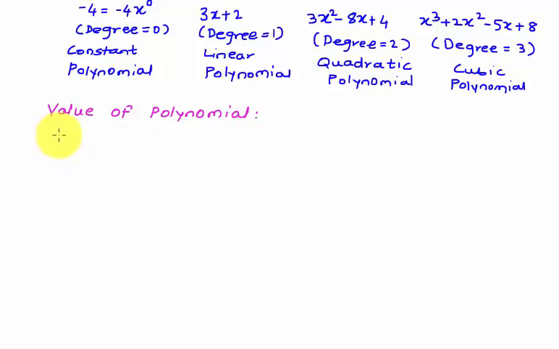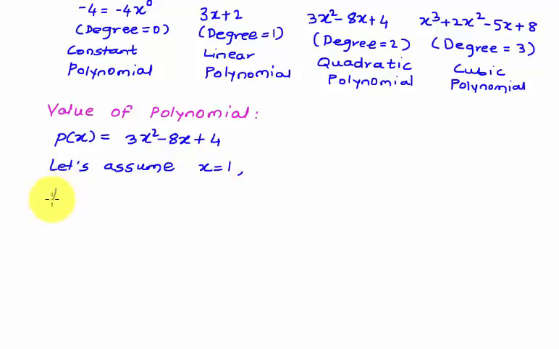Now let's take the same example polynomial, p(x) is equal to 3x square minus 8x plus 4. Now let's assume the value of x as 1. So we can replace x by 1. So p(x) will become p(1) is equal to 3 into x square, so 3x square will become 3 into 1 square, minus 8 into x, that means 1, plus 4.